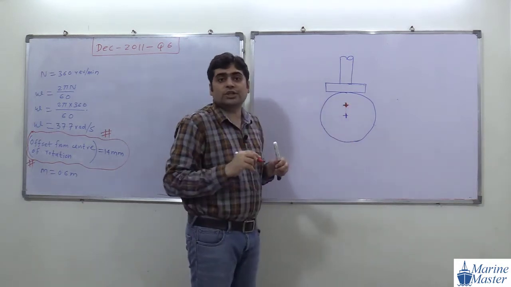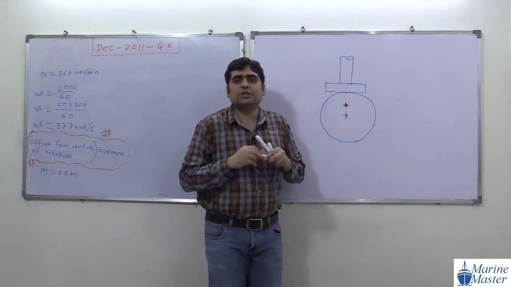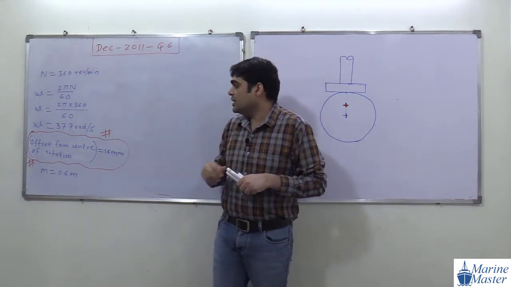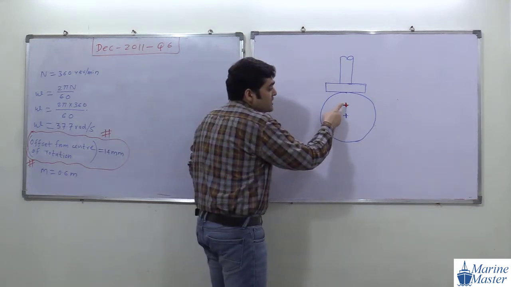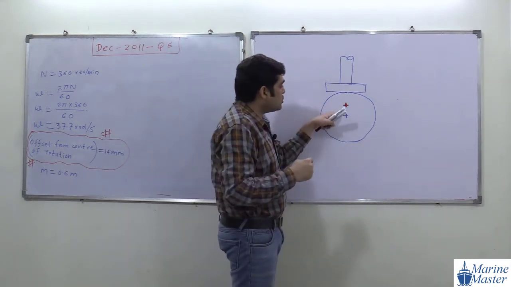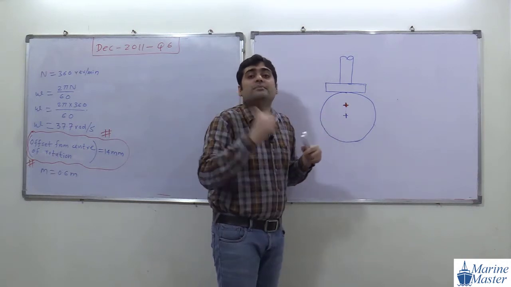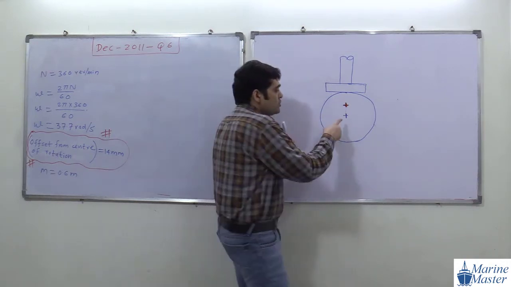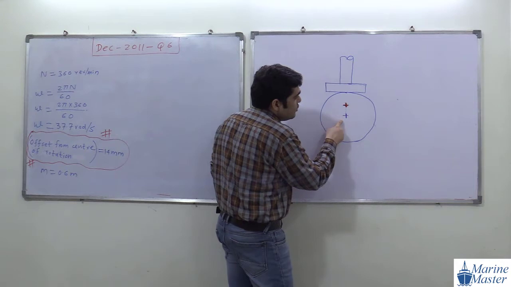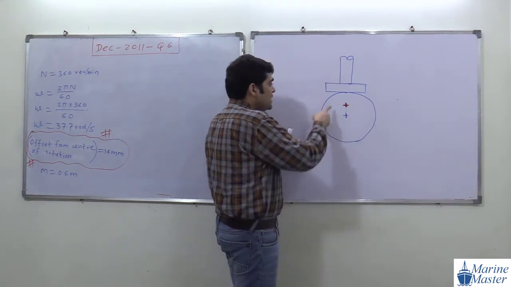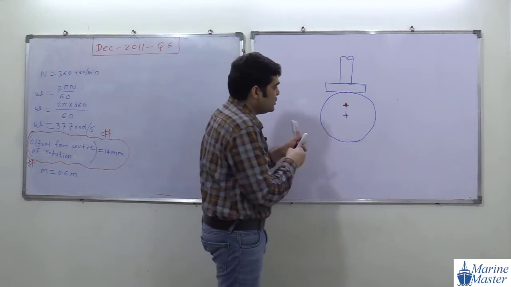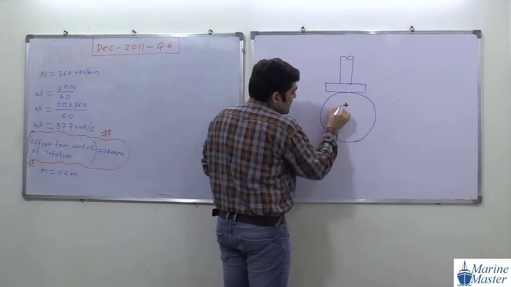So this point will be our center of rotation. And in the question, what did they mention? Offset from the center of rotation. This is our center of rotation. With center of rotation and center, this offset means the distance from a center. So this is the center of the circle. From this center of the circle to the center of rotation, how much distance? It is mentioned in the question.